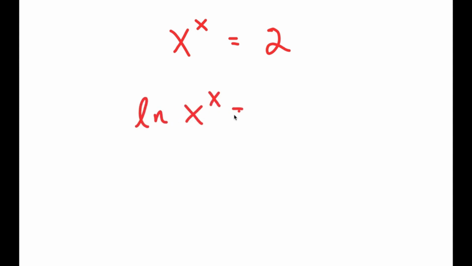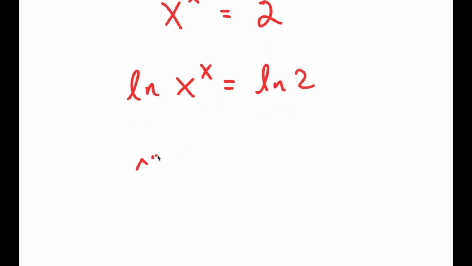Alright, so for this video, I'm going to solve the equation x to the power of x is equal to 2. So to solve this, I'm going to use logarithms and the properties that come with logarithms. So I'm going to first start by taking the ln, or natural log, on both sides. So I get ln of x to the power of x is equal to ln 2.